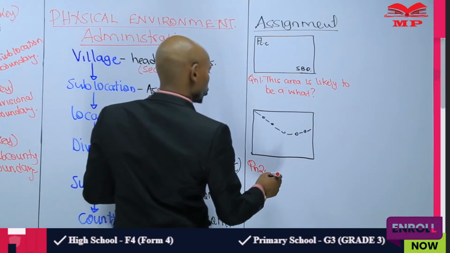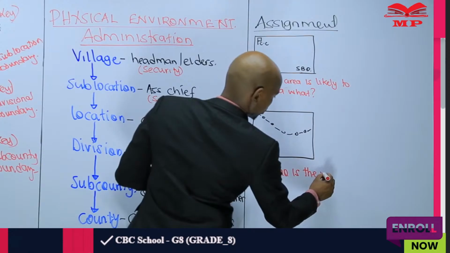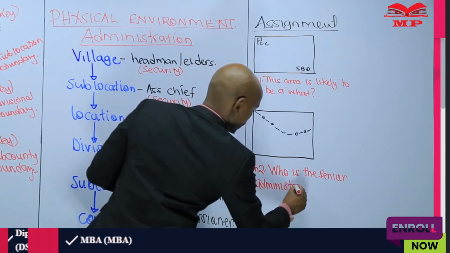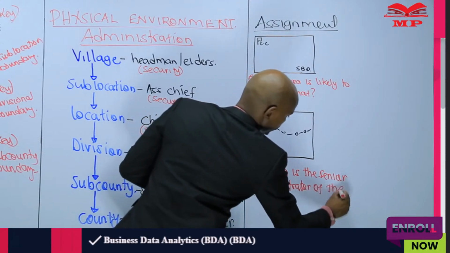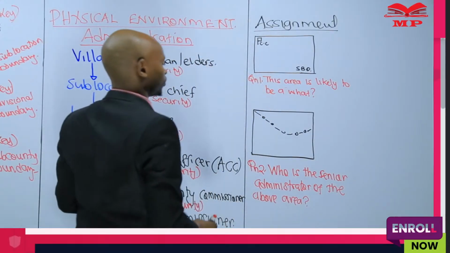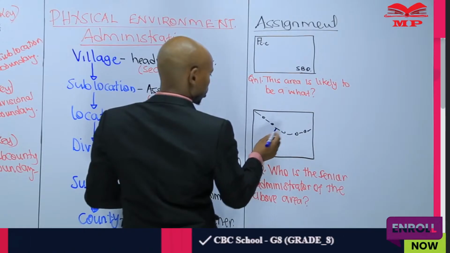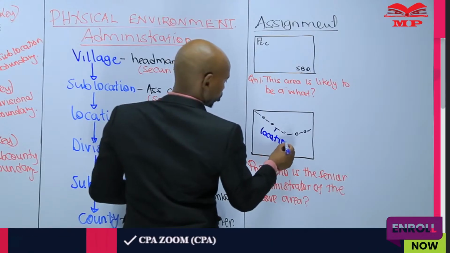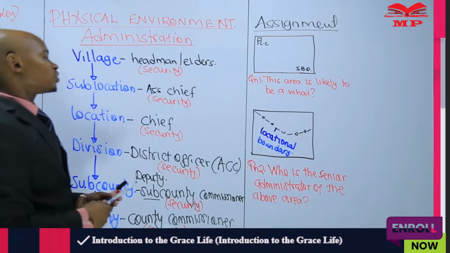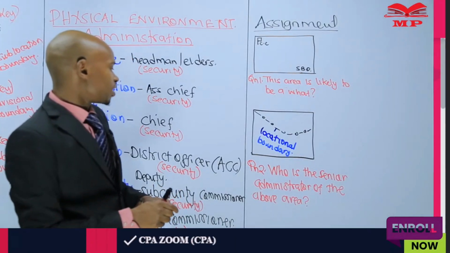And question 2 is who is the senior administrator of the above area? Who is the senior administrator? But here about the second one, I have to mention maybe this one is a locational boundary. Now that there is no key, I have to mention which type of boundary it is so that you can be able to make your judgment correctly.